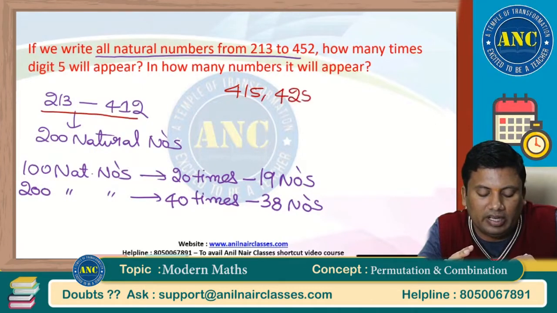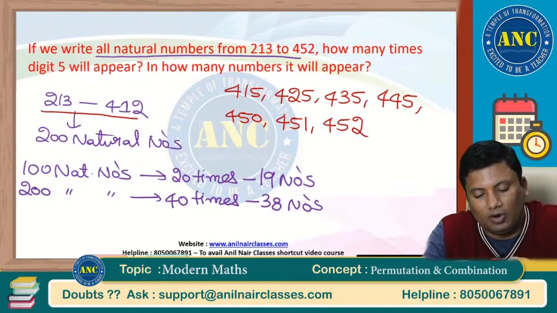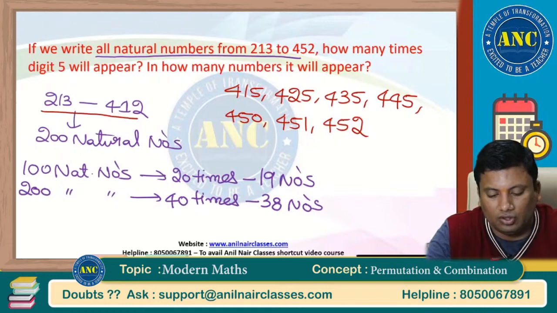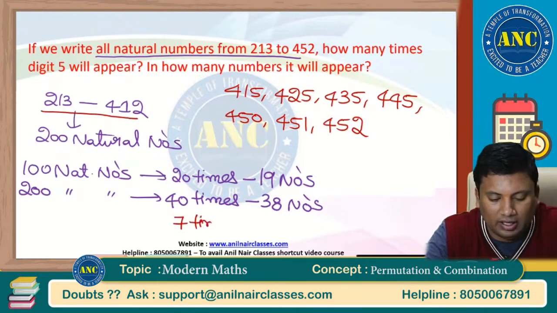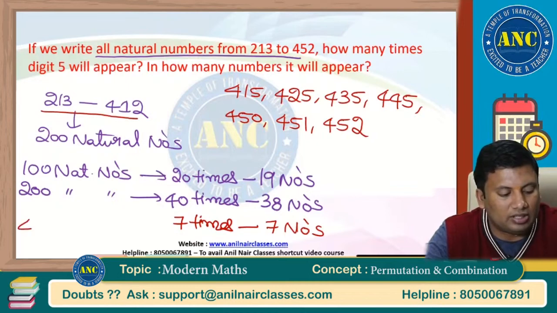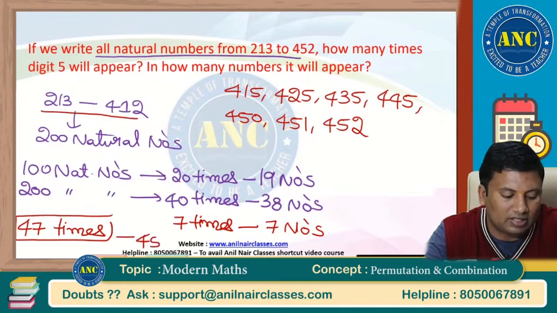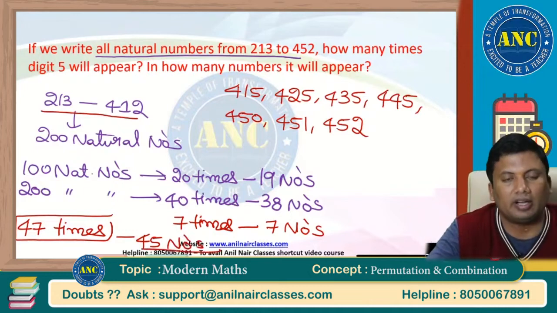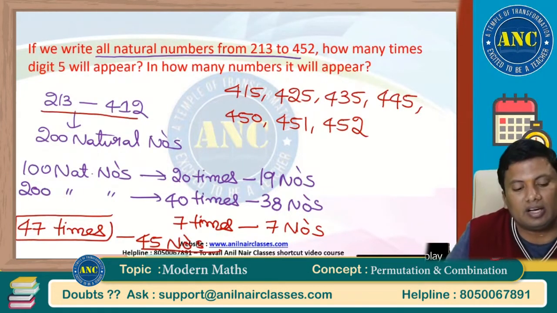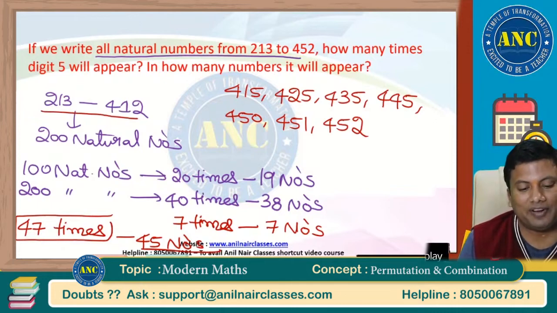Afterwards, 415, 425, 435, 445. Next it is 450, 451, 452. That is 1, 2, 3, 4, 5, 6, 7. So in the remaining, it is appearing 7 times in 7 numbers. That means from 213 to 452, 47 times it is appearing, in 45 numbers. If you observe closely, there are some numbers like 255, 355, where 5 is appearing twice.